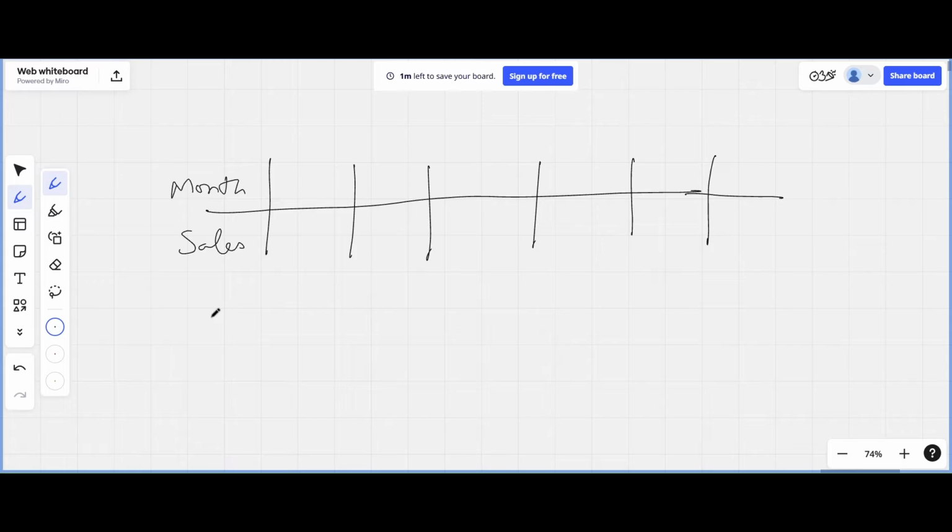This is paper one. We have January, February, March, April, May. Okay, it's 5 months actually. In January the sales was 20, they sold 20 units, and in February it was 25, March 30, April 35, and May.